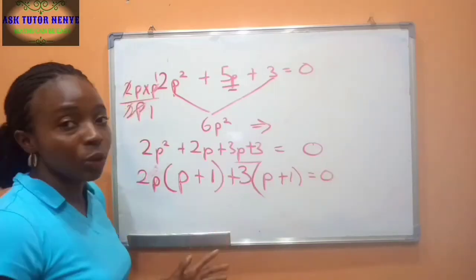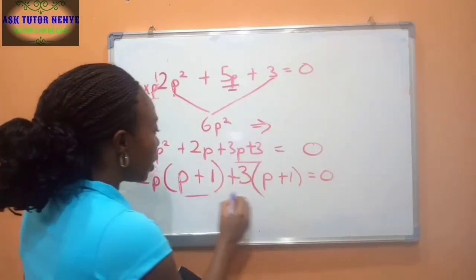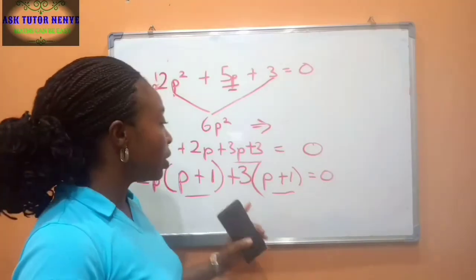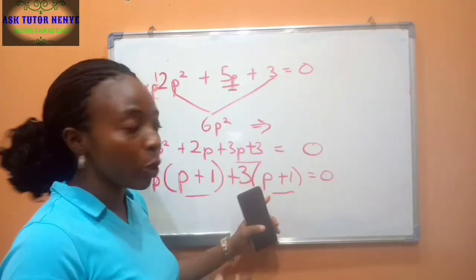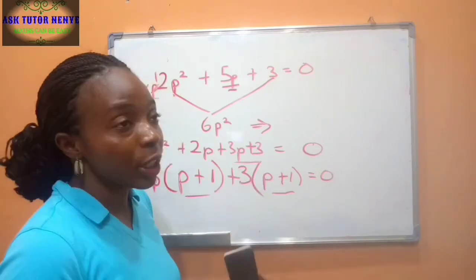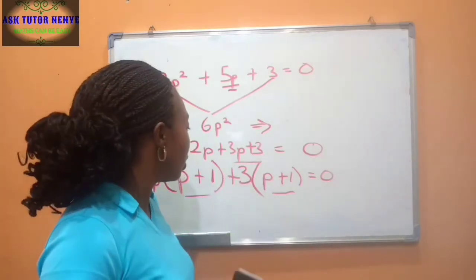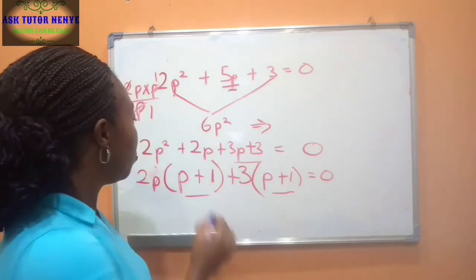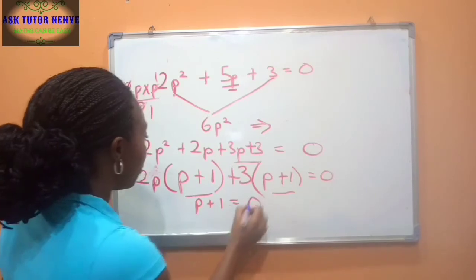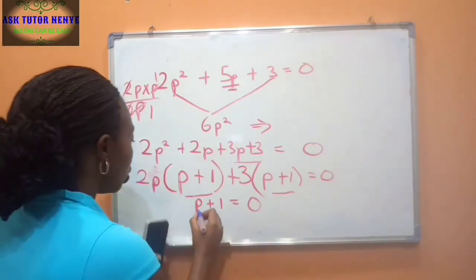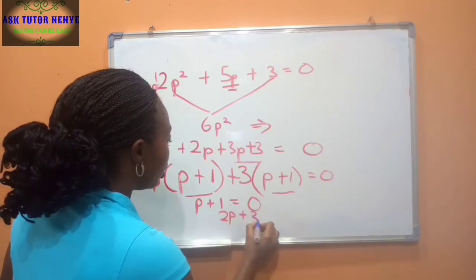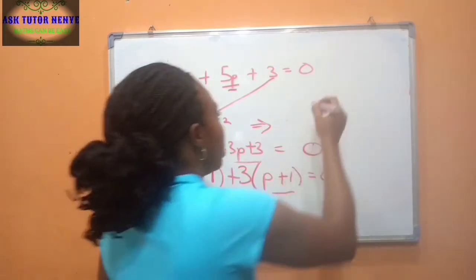Now by the time you get to this stage, observe the numbers in the bracket. They must be the same. If they are not the same, that means there could be a mistake somewhere. But since we have p plus 1 here and we have p plus 1 here, that means we are on track. Okay, so what we simply do, we pick one of these. p plus 1 equals to 0, and we pick this 2p plus 3 equals to 0.